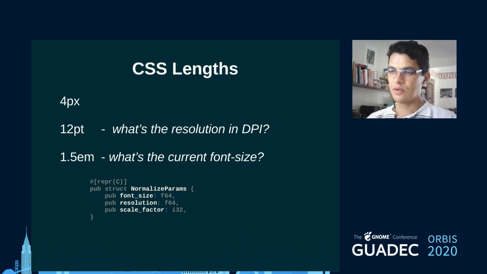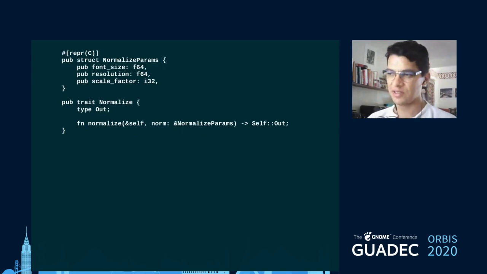So the C code for gnome-shell would just pull those out of various things in the gnome-shell environment, like what's the parent node, or what's the theme, or what's the current display. But to communicate that to the Rust code, I made this little struct called normalization parameters, normalize params. And it contains the font size, the resolution, the scale factor, everything that is going to be needed to normalize lengths to device pixels.